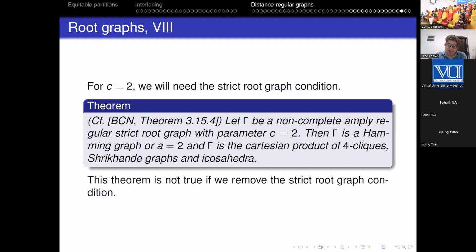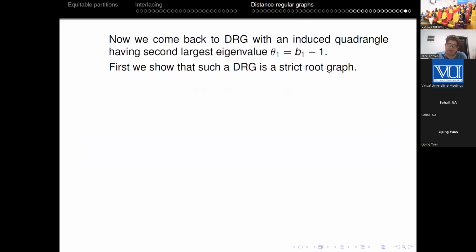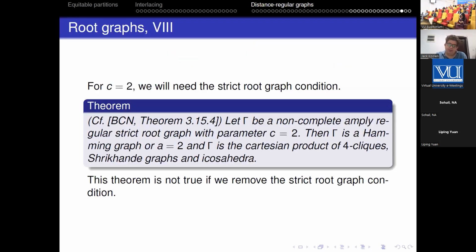And if we remove the condition strict root graph, then this theorem is not correct. This was shown by Brouwer, Klin, and myself. We gave an example of a graph that is locally the line graph of the Petersen graph, that has c2 equal to 2 and is amply regular because the line graph of the Petersen graph is regular.